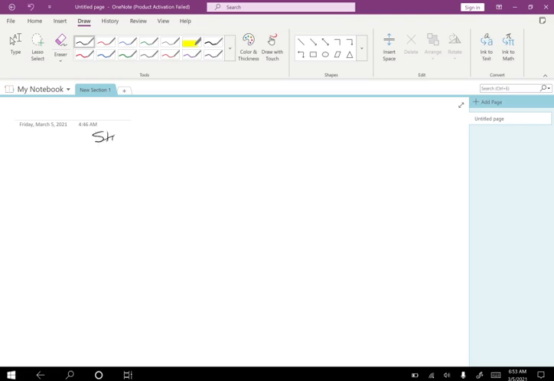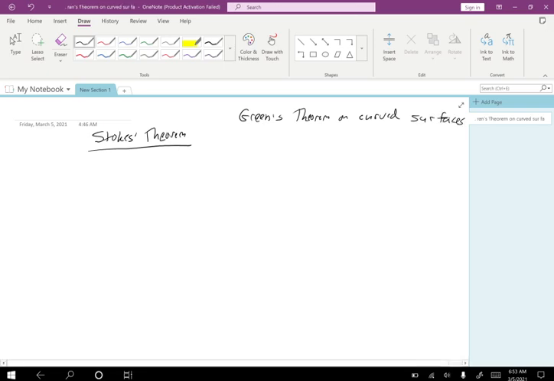Okay, we're finally going to talk about Stokes' theorem. And I like to think of this as just Green's theorem on curved surfaces. So you'll see what I mean. Let's just start by recalling Green's theorem.